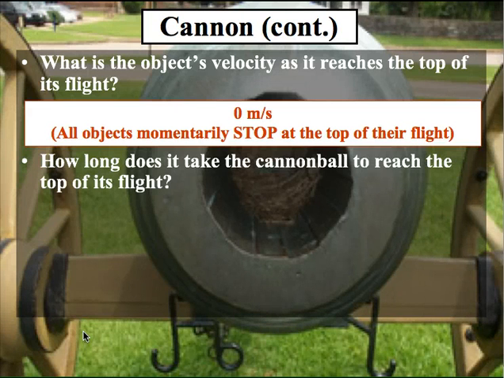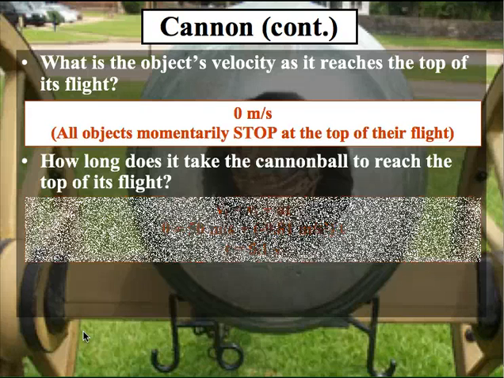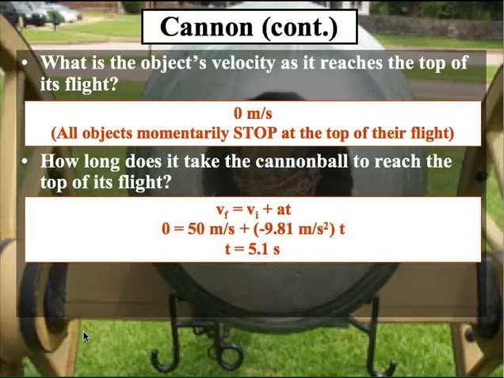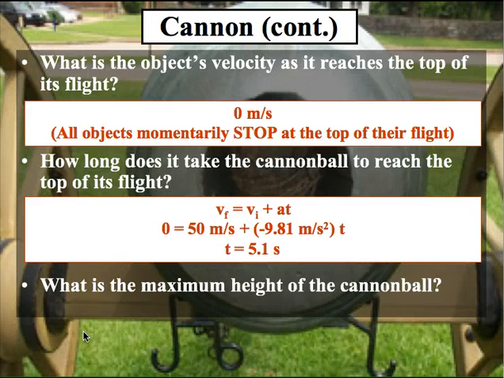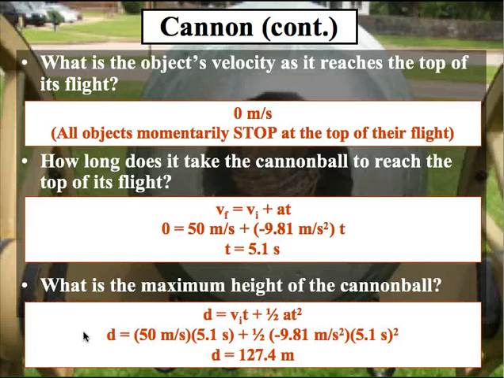How long does it take the cannonball to reach the top of its flight? Well, we can use kinematics to figure that out. Using the final velocity equation, we can see that it takes 5.1 seconds to reach the top of its flight. What maximum height does it reach? Again, we can use the displacement equation. Figure that out, and we have it reaches a height of 127.4 meters. So kinematics can help us deal with all freefall problems, because freefall is just another kind of acceleration.